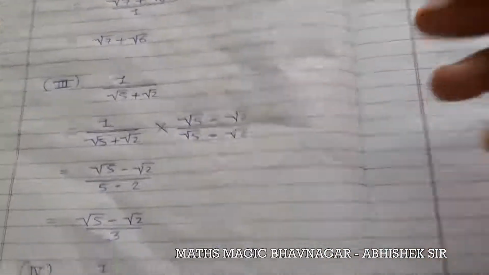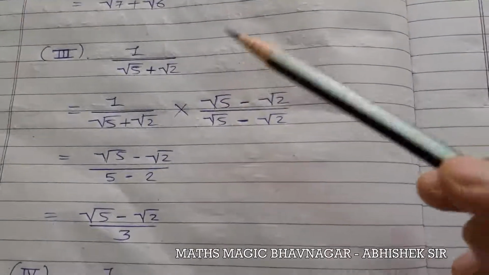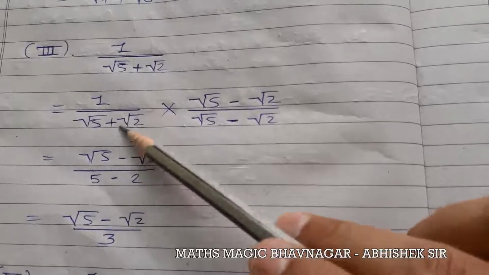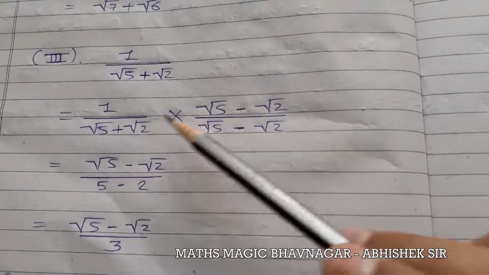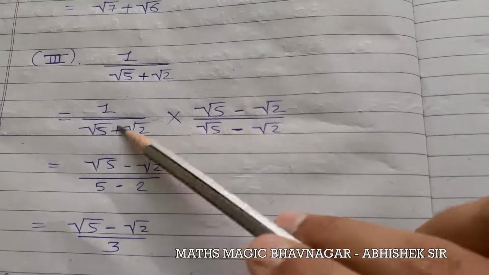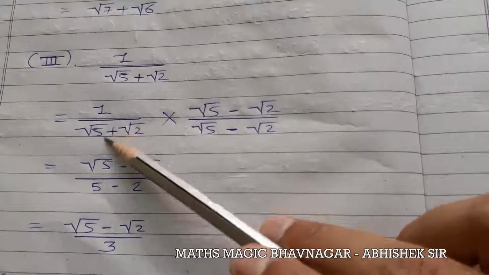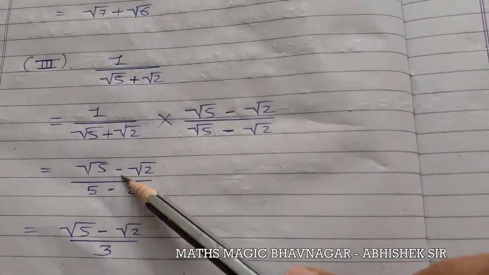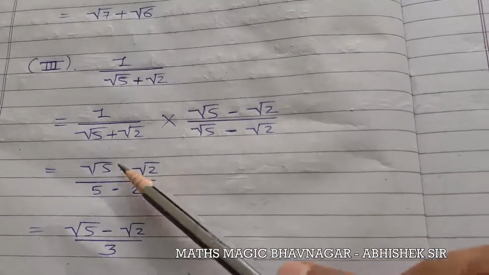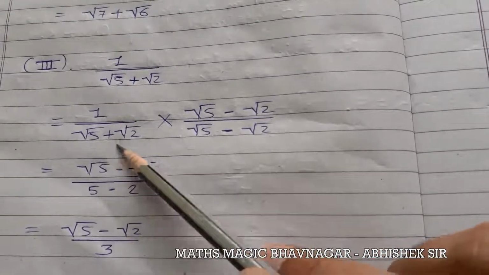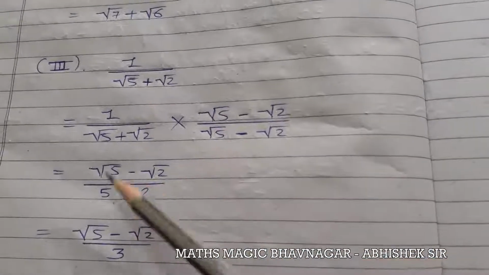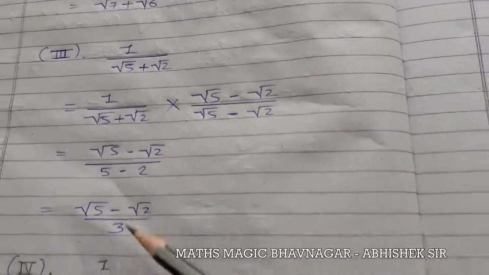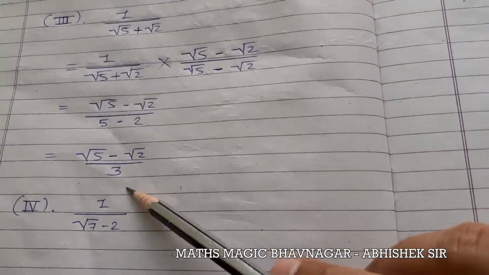This is our answer. The third sub-question is 1 upon root 5 plus root 2. We have to multiply by root 5 minus root 2, because we take the opposite sign of the one present in the denominator. So 1 into root 5 minus root 2 gives root 5 minus root 2 in the numerator. And root 5 plus root 2 into root 5 minus root 2 is root 5 square minus root 2 square, that is 5 minus 2, that is 3. So root 5 minus root 2 upon 3 is our answer.